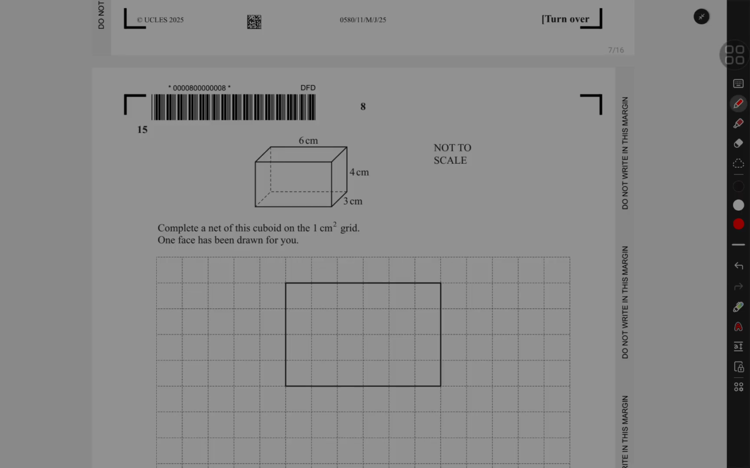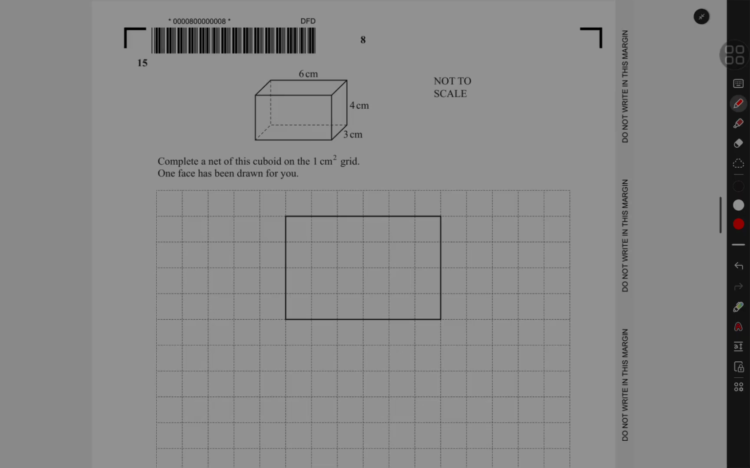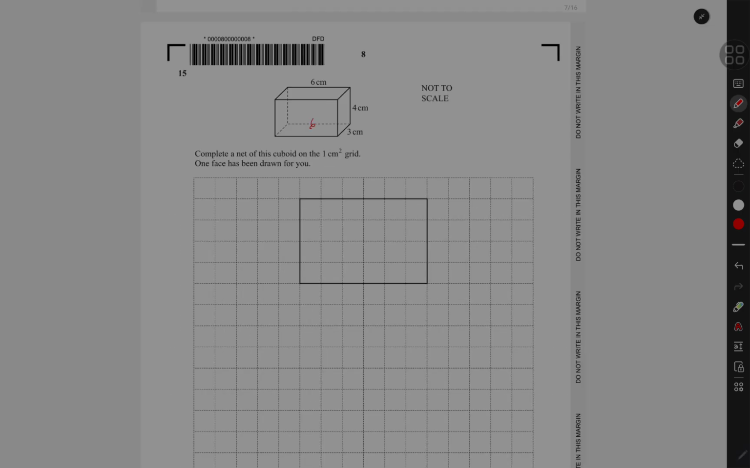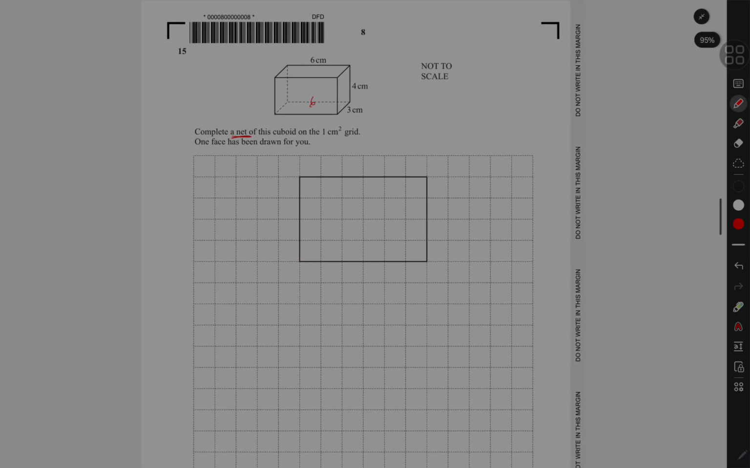Okay, so the next question is question 15. Complete a net of this cuboid on a 1 centimeter square grid. One face has been drawn for you. Okay, so this question is a little bit more tricky, but we can still get through it. Don't panic. What they have shown here is one face of this cuboid. We need to complete a net of this cuboid. So when you would fold it into 3 dimensions, that would become this cuboid.